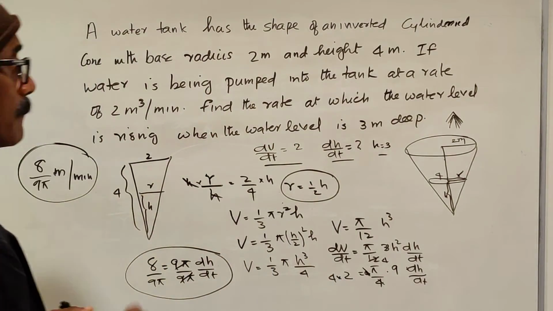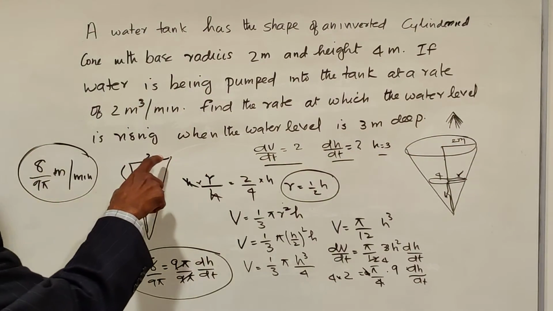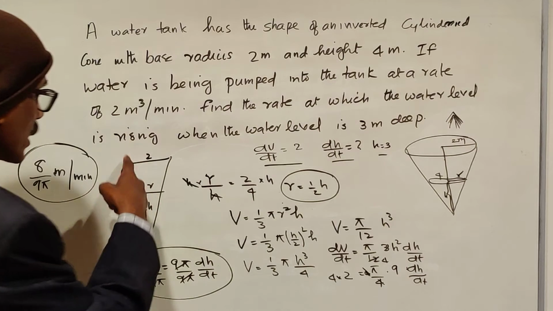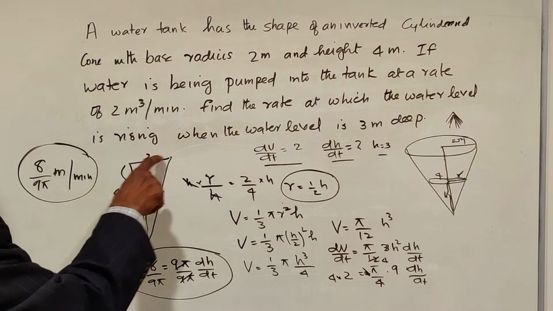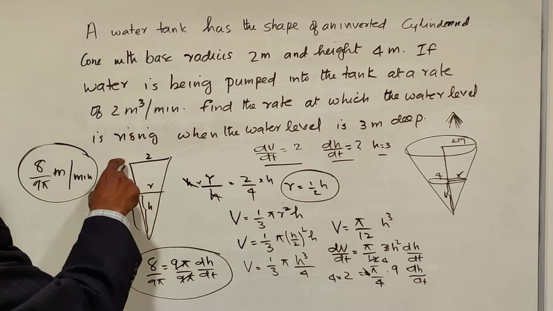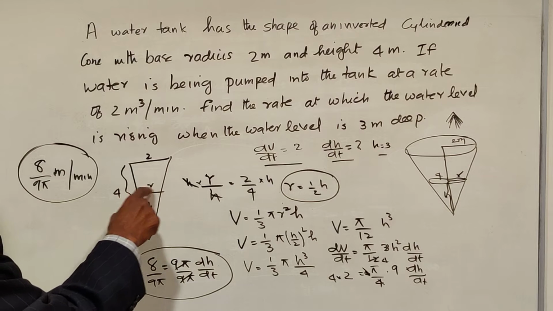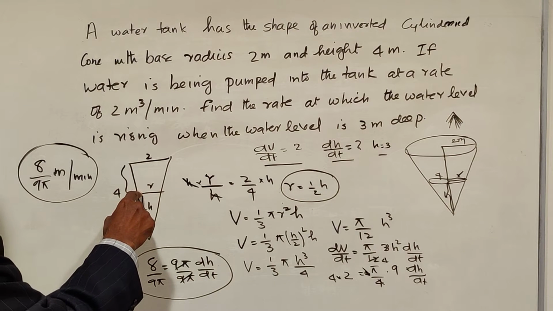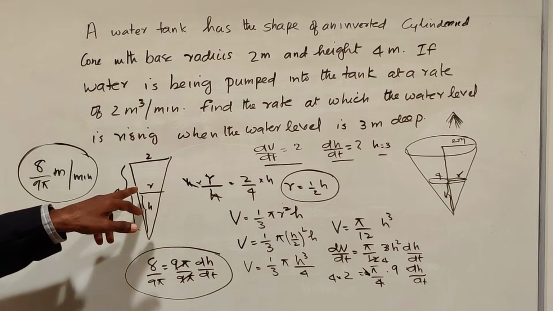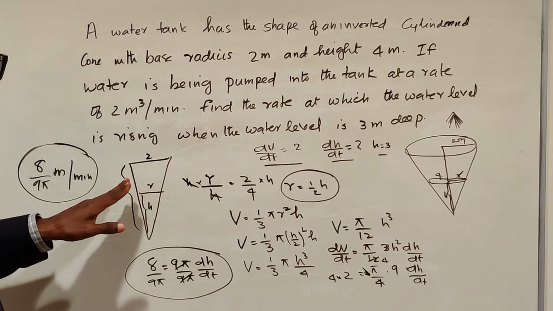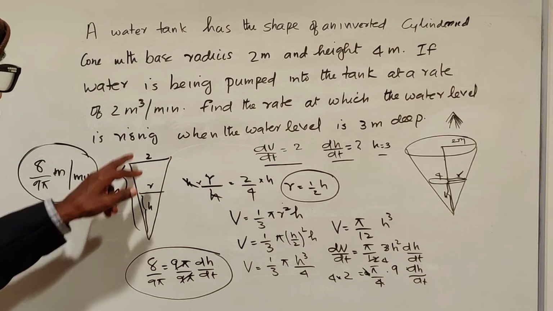So draw a triangle, the same thing. What is the base of the triangle? 2 meter. What is the height of the triangle? 4 meter. That is the bigger one. Height of the bigger one is 4. Base of the bigger one is 2. What is the base of the smaller one? r. The height of the smaller one is h. So this is not a formula, it is the property of similar triangles. There are two triangles which are similar.